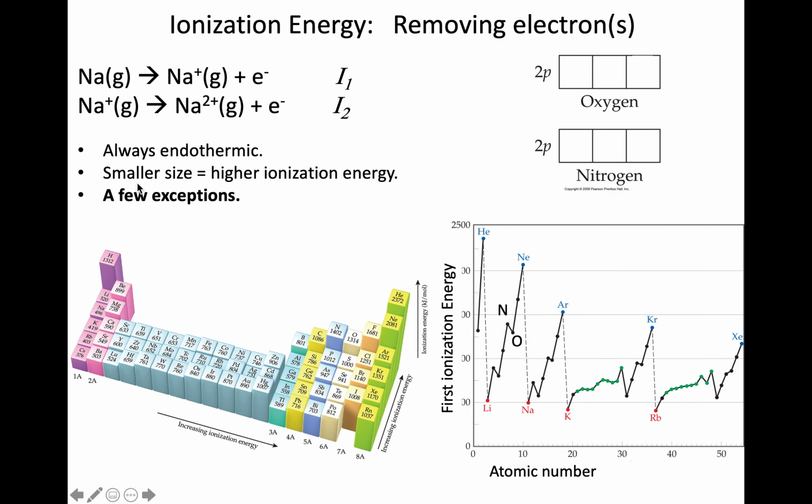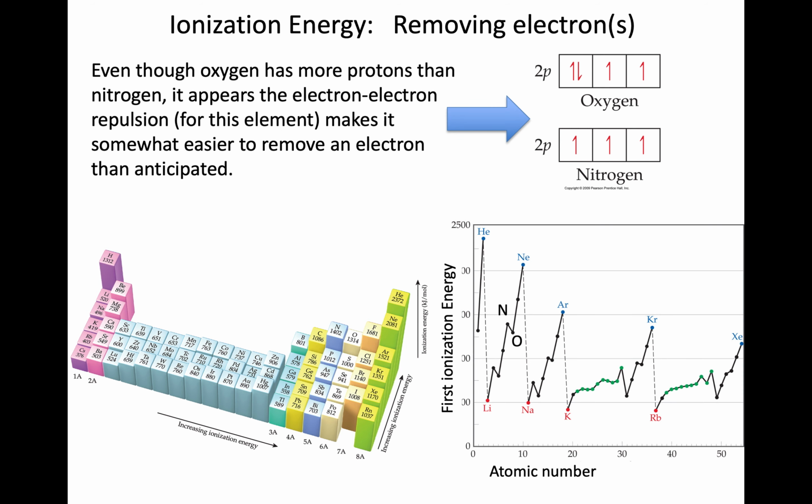We see a few exceptions along the way. As I move left to right there, I see a little exception if I'm comparing nitrogen and oxygen. If we were to look at the atomic orbital diagrams for those, that would be my sketch. What's going on in that case? Why is it a little easier to remove an electron from oxygen than I would have anticipated?